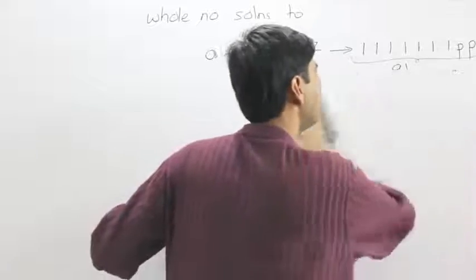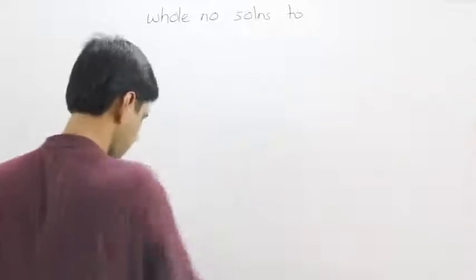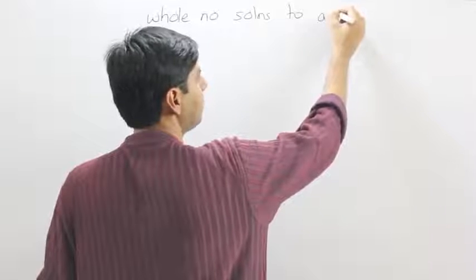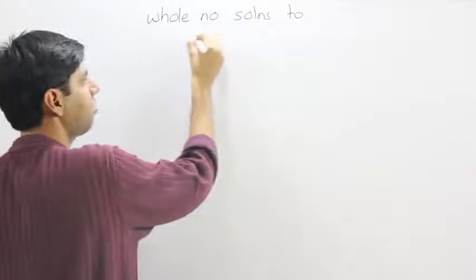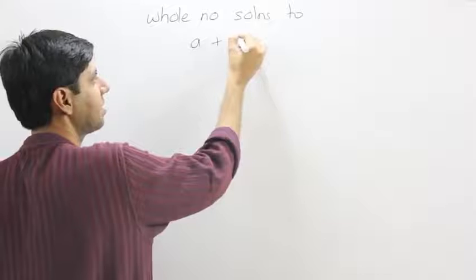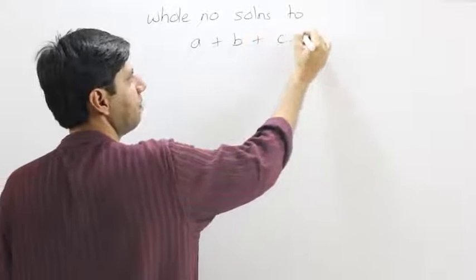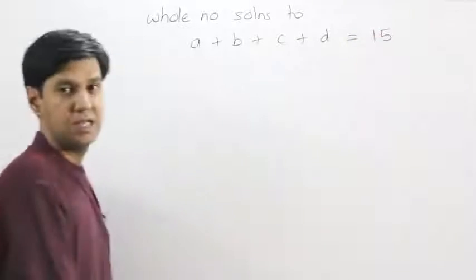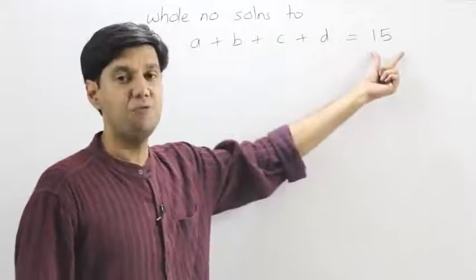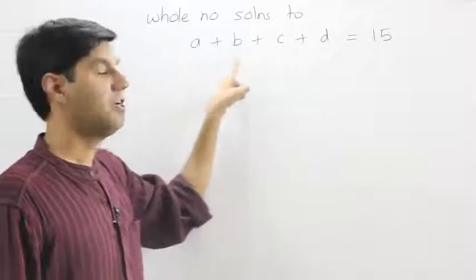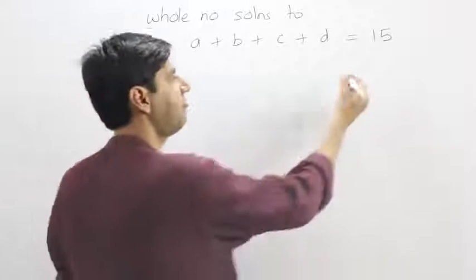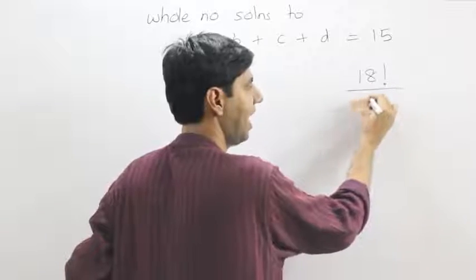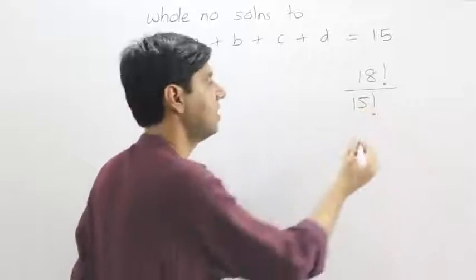So the next question, where I'm not twisting anything as such, is the number of whole number solutions to A plus B plus C plus D is equal to 15. Just to be quick over that, 15 ones. To make them into 4 groups, I need 3 partitions. So 15 and 3, that is 18 objects. However, 15 of them are alike. All of them are ones. And the other 3 are partitions.